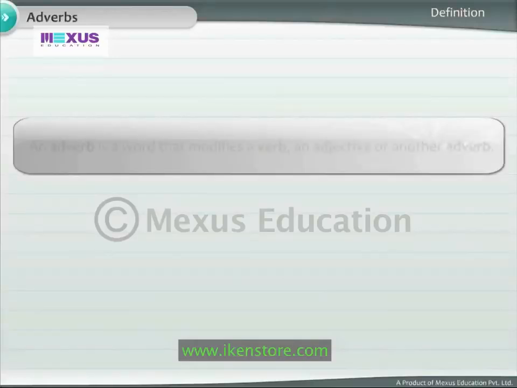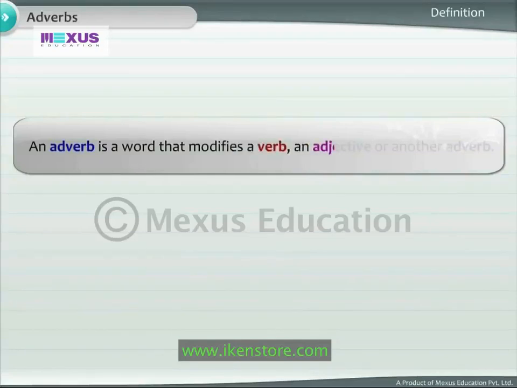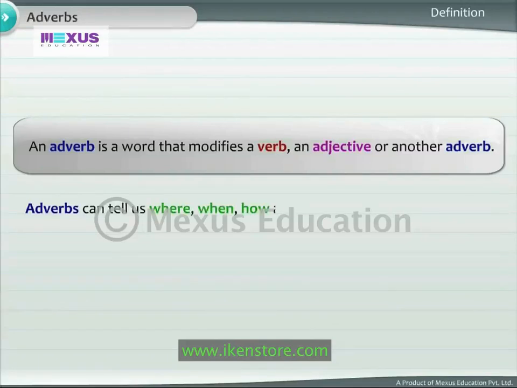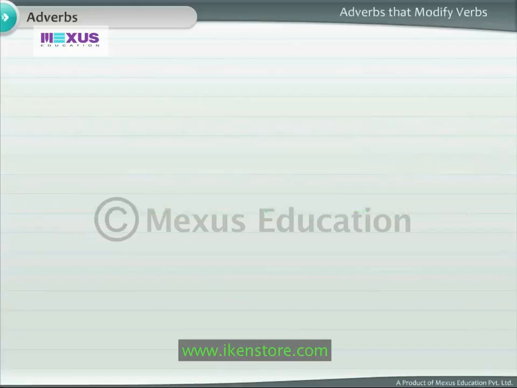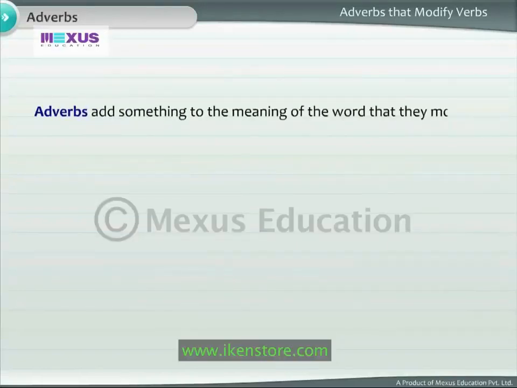Adverbs tell us more about other words. An adverb is a word that modifies a verb, an adjective, or another adverb. Adverbs can tell us where, when, how, and to what extent something happens. Adverbs add something to the meaning of the word that they modify.